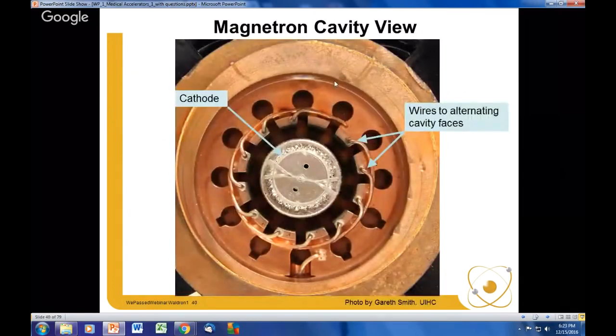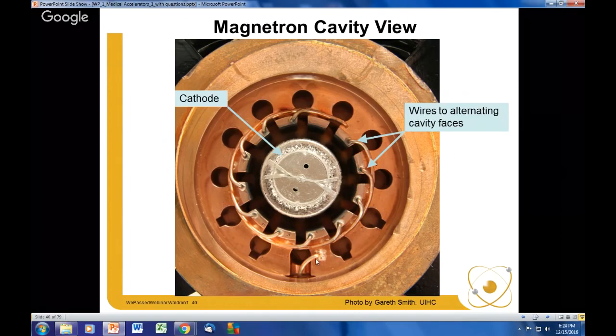Here's a photo of a magnetron with one side pried off. You can see it's a copper structure. The central silver thing in the middle is the cathode. It's a cylinder, so it goes full depth. And of course, electrons would be emitted in this direction. These little things are the cavities in the wall that I referred to.